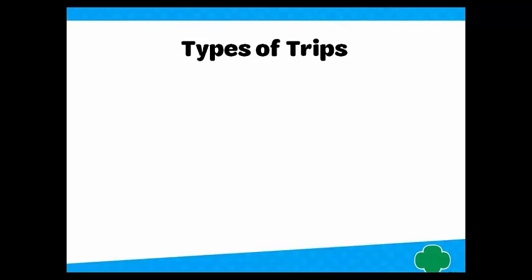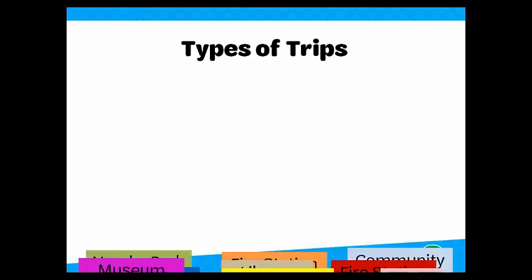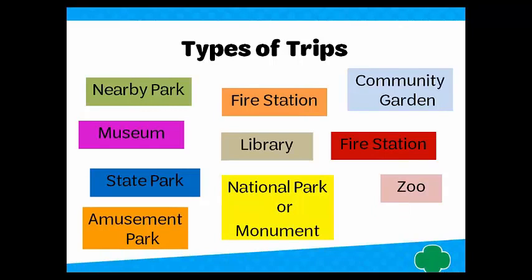So I often get this question a lot. There's a lot of different types of trips that you could do with your Girl Scout troop, right? Pretty much anything you can do with your family, you can do in a Girl Scout troop and more. So just to give you a few examples, here are some. So we have parks, museums, amusement parks, libraries, fire stations, zoos. I mean, there's a lot more that could have been added, but here's just a few examples. Remember that any trip for the purposes of this training is an activity or an outing that occurs outside of your regular meeting place.